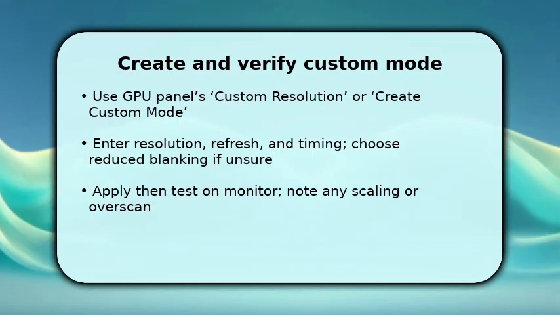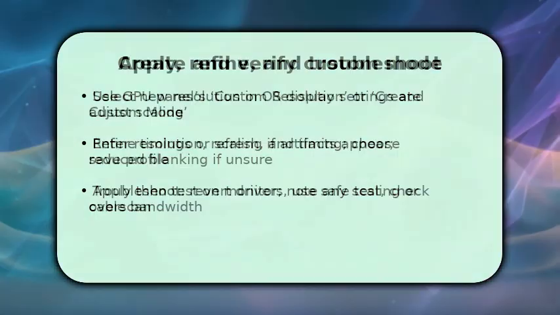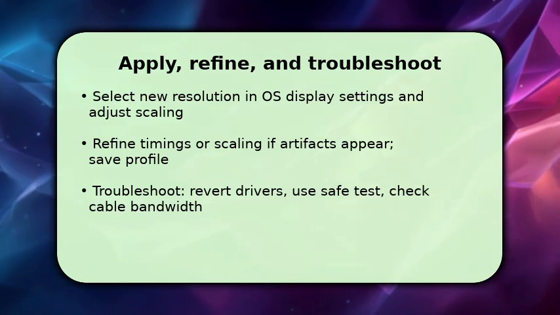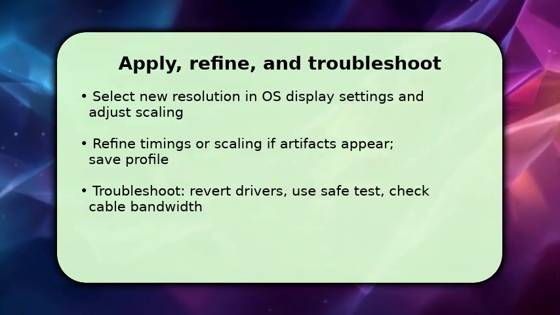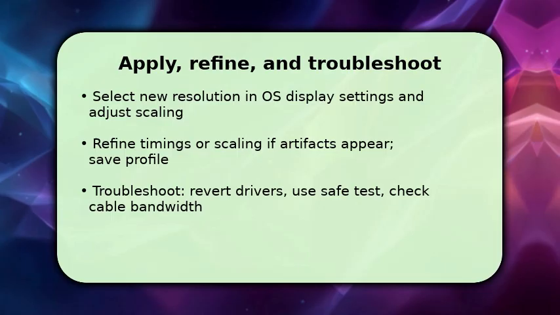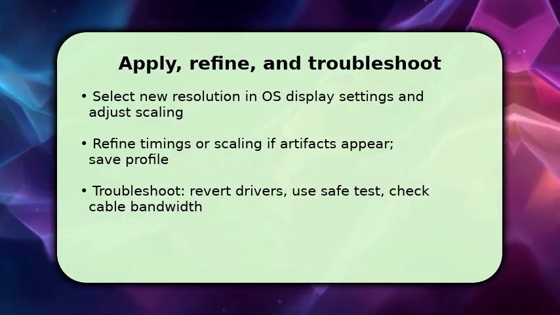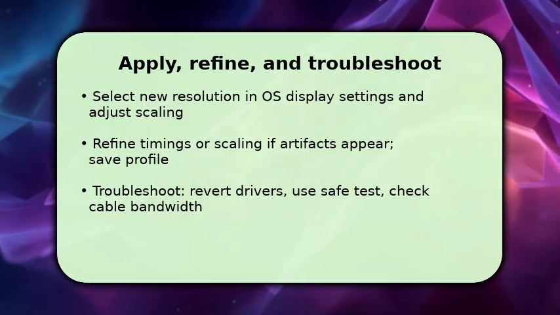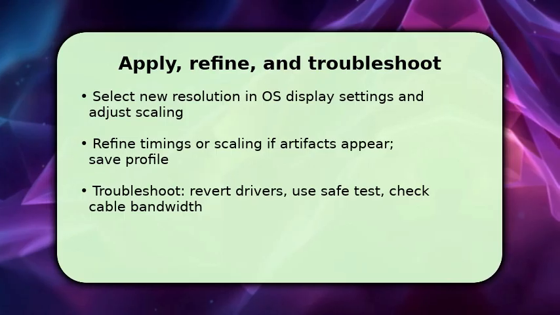To apply it in the OS, apply the custom resolution in your OS display settings and adjust scaling so UI elements appear correctly. If you see artifacts, black borders, or no signal, refine timing parameters or try reduced blanking. Make small changes and retest. Save the working profile inside the GPU panel for quick recall.